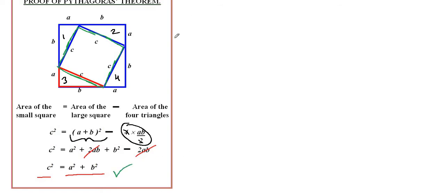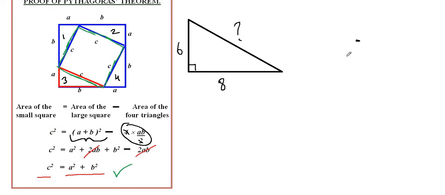Let's see some examples. This is our right triangle. Let's have side 8, side 6, and we don't know the third side. Let's call it C or X, whatever you would like. Now we know that this is the right triangle, so those are the legs. So the sum of the legs squared will be equal to the square of the hypotenuse. So 6 squared plus 8 squared has to be equal to C squared. So we're going to set it equal to the hypotenuse.